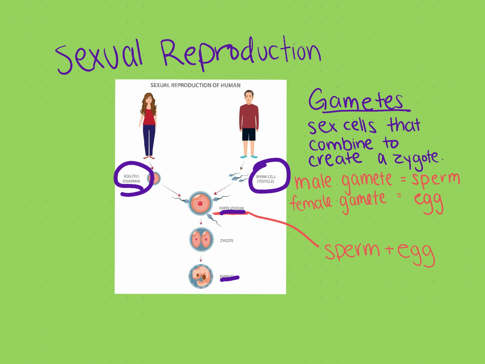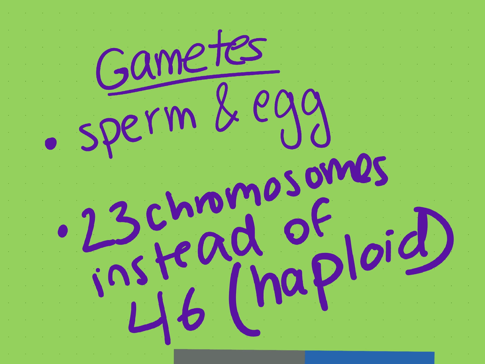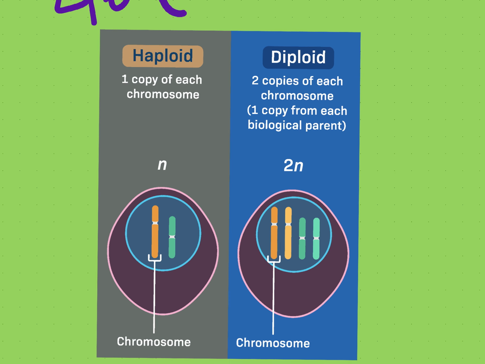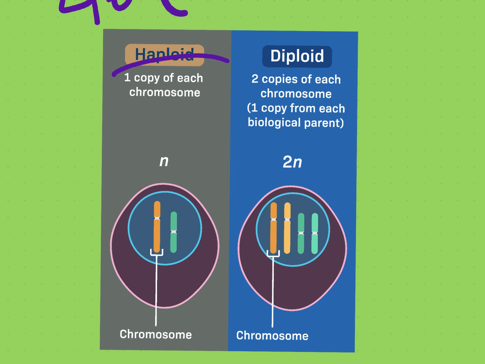So yeah, these gametes, let's talk a little bit more about those. Gametes are sex cells, they're the sperm and the egg, and one important thing to note about them is that they have 23 chromosomes instead of 46, making them haploid. So haploid means that, just like I said, they only have 23 chromosomes because they only have one copy of each chromosome. The rest of your cells in your whole body have two copies of each chromosome.